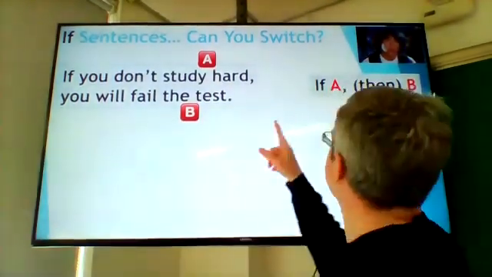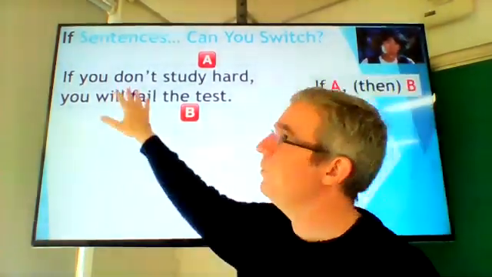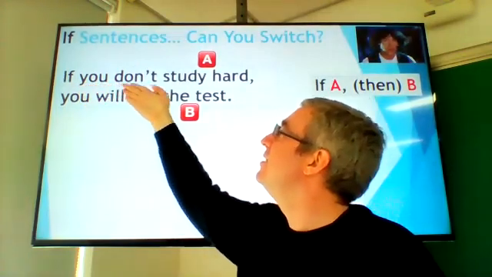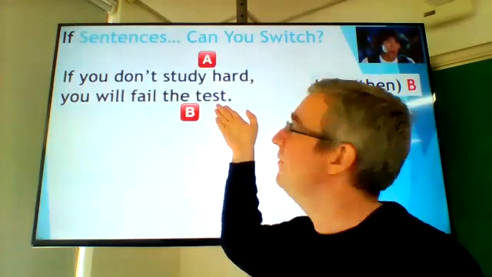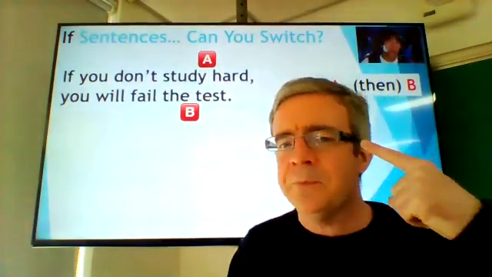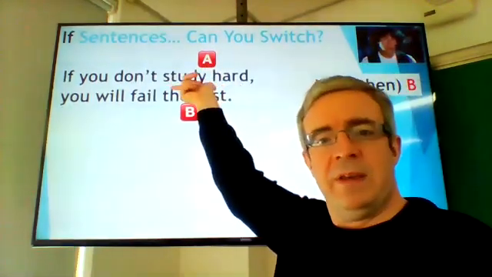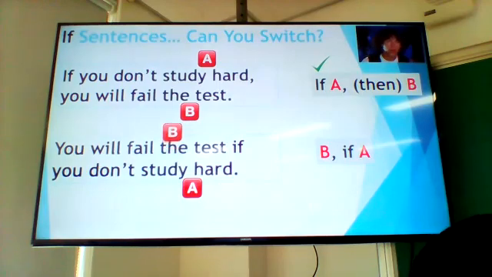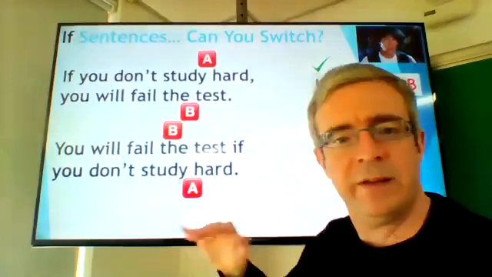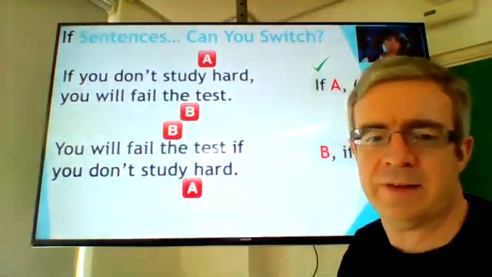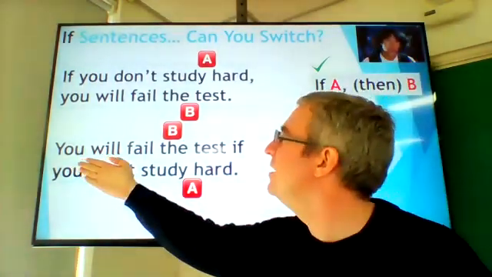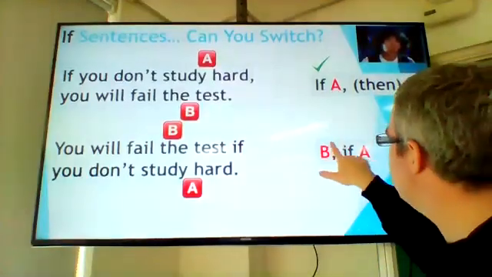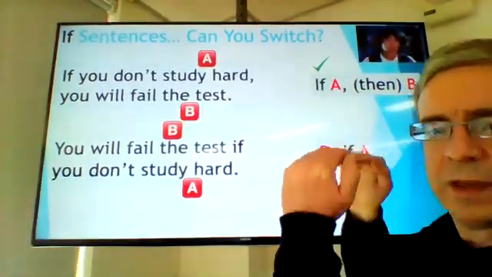So they usually look like this: if blah, blah, then blah, blah. So, if you don't study hard, you will fail the test. Now, English is a little strange because you can flip these and it's basically the same. It becomes B if A, and it's the same meaning. You will fail the test if you don't study hard. So it becomes B if A, or A then B. It's kind of the same.